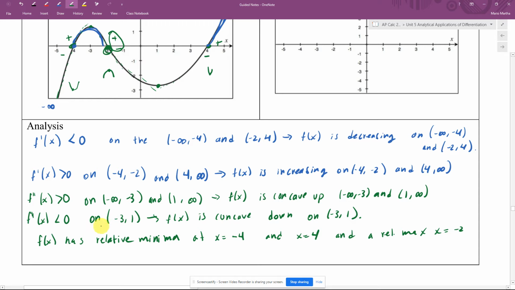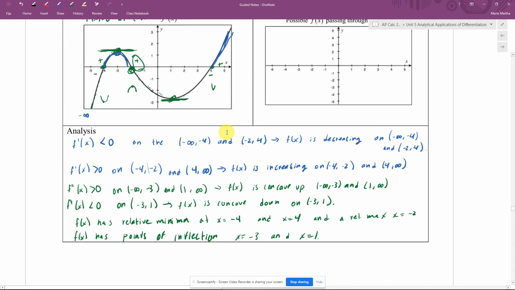And then another thing we can say from this, if you notice, there are two values where f double prime of x is equal to 0, which is right there, and right there. So remember, when this happens, that means we're changing concavity, so therefore those could be possible points of inflection, right? So we can say f of x has points of inflection at x equals -3 and x equals 1. So now we can finally start to draw the graph for this.